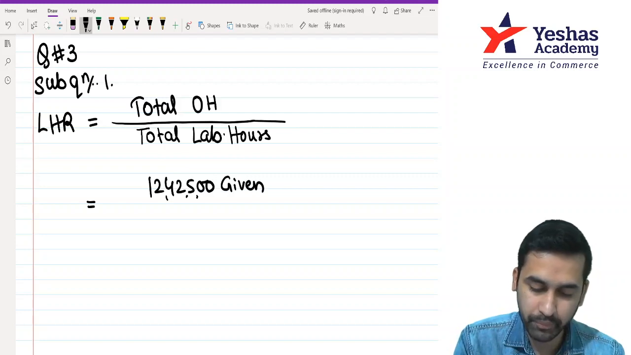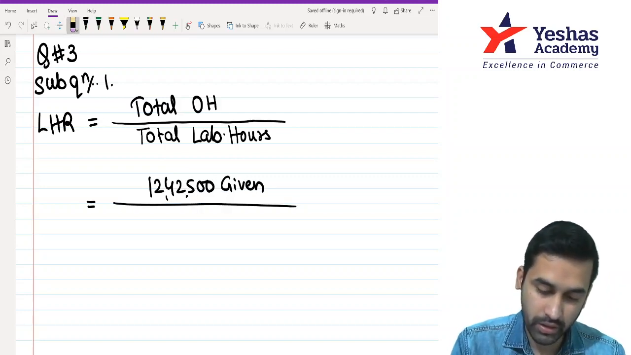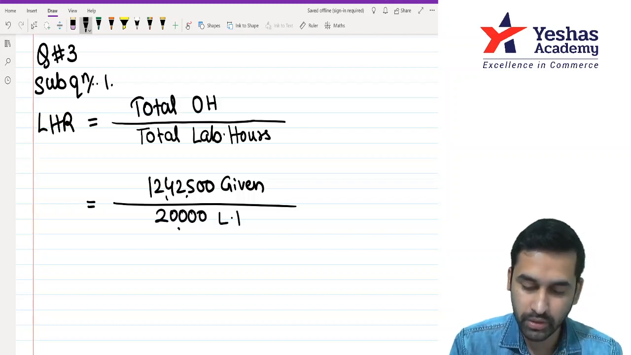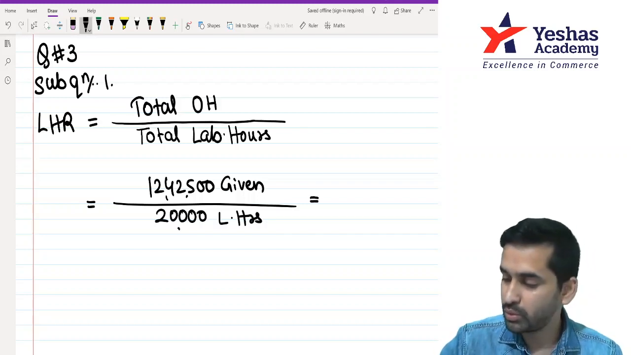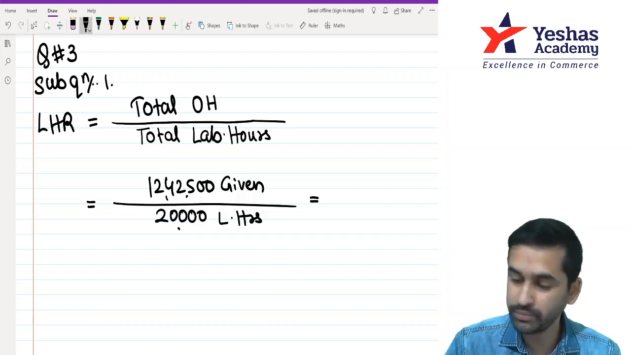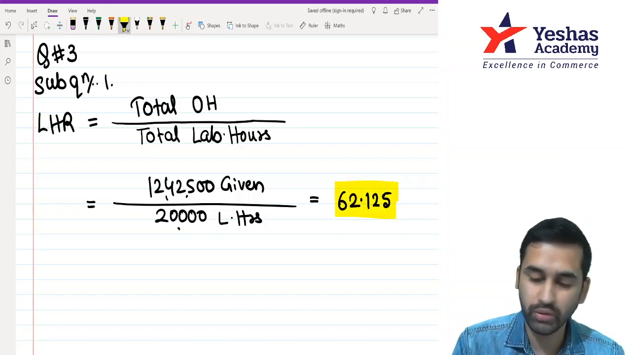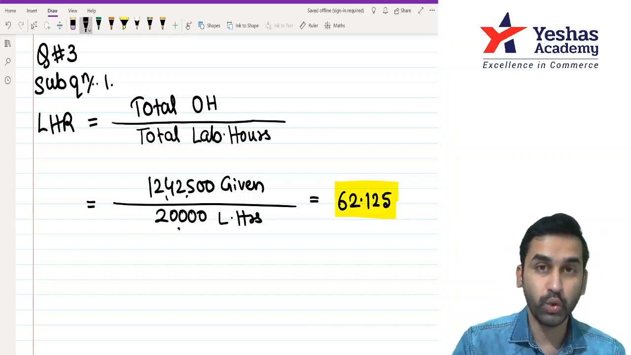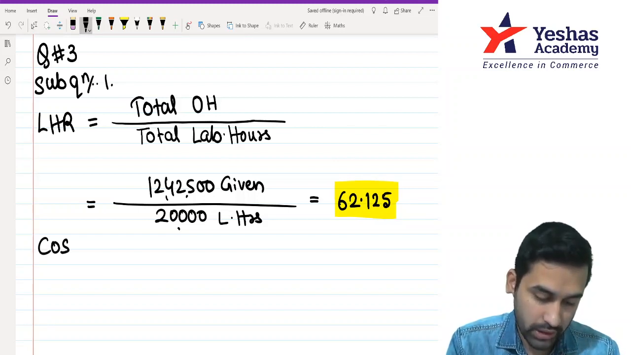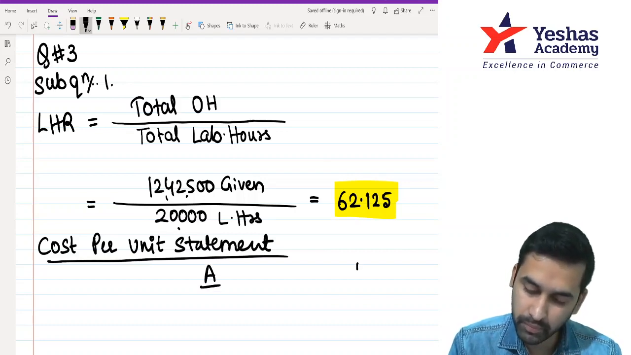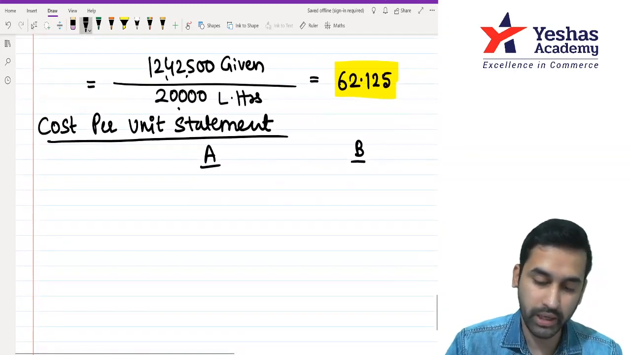Yes. So total overhead 1240 to 500, that is given, divided by how many labor hours? 20,000 labor hours. 1240 to 500 by 20,000 is 62.125. Using this, you need to calculate cost per unit. Write down heading cost per unit statement. Product A, product B.